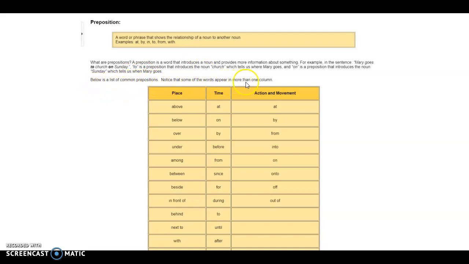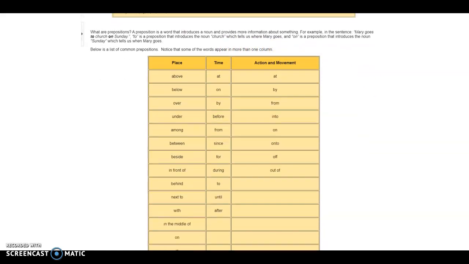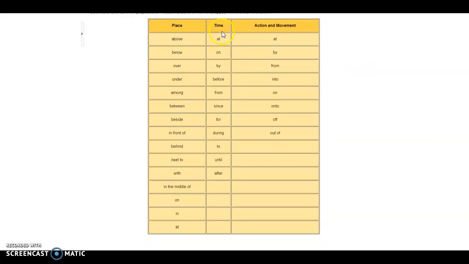Notice that some of the words appear in more than one column. So you'll notice that, for example, "at" can be used to establish time, and "at" can be used to introduce an action or movement. So you'll see a number of words overlap in the different columns.